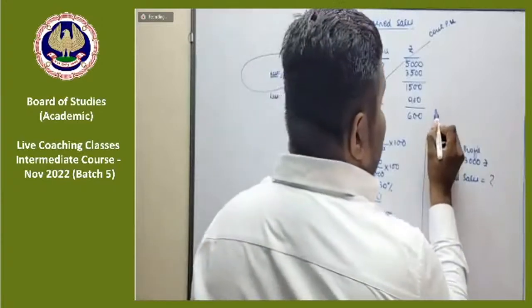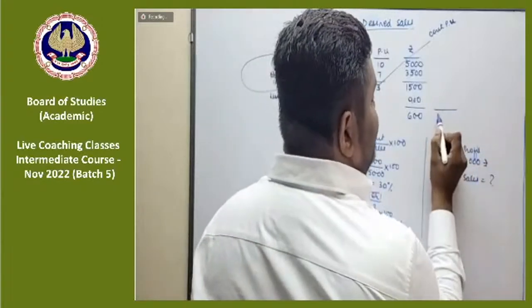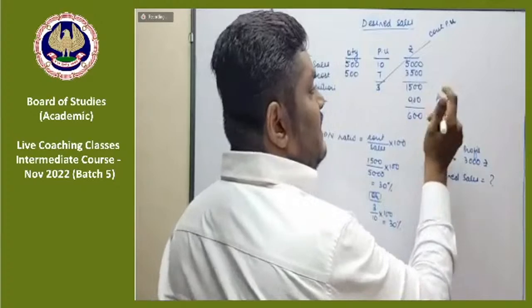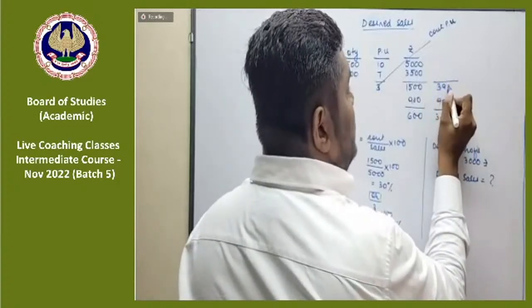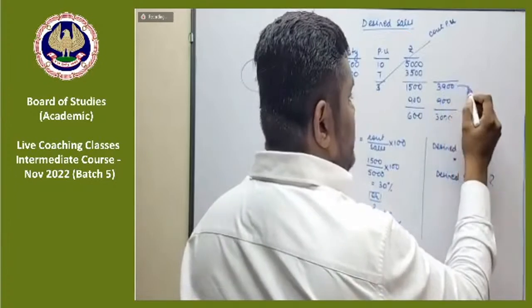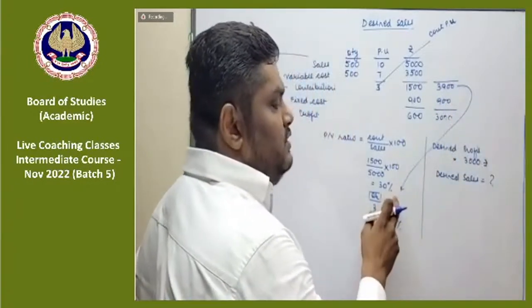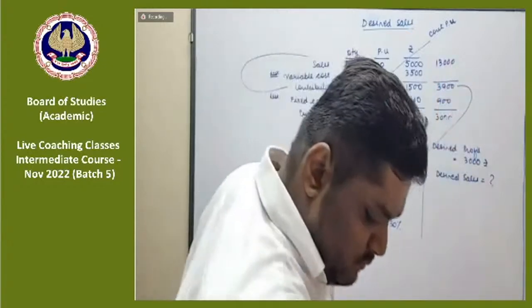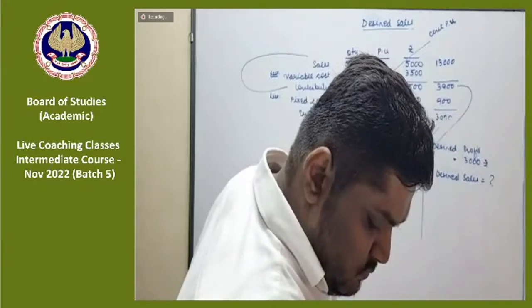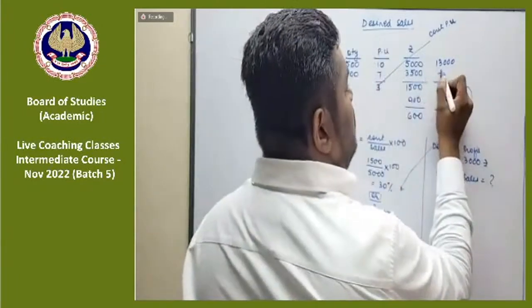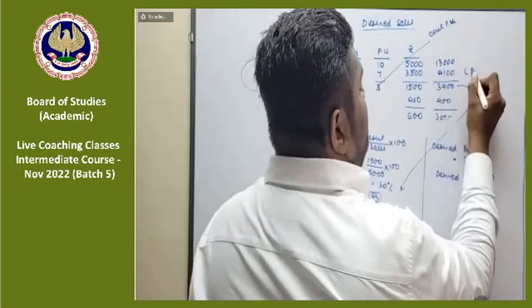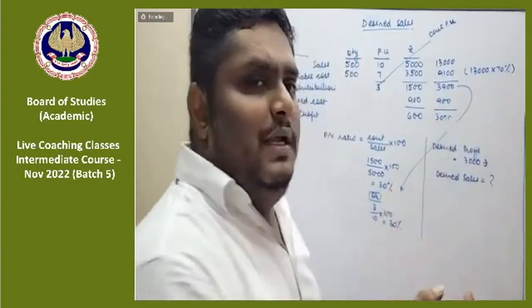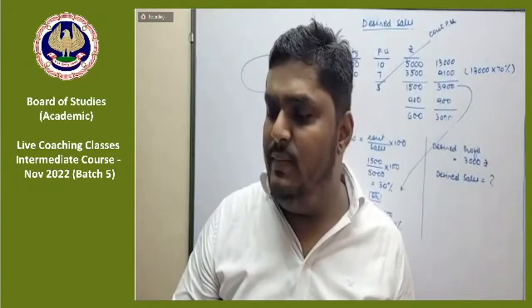So very simple, guys. The same concept. That is, how much is my desired profit? 3,000. How much is my fixed cost? 900. So how much will be my contribution required? 3,900. This 3,900 is equal to how much? 30%. So how much will be my sales? 13,000. So the balance will be the variable cost, or alternatively we can say 13,000 into 70% is my variable cost. Since contribution is 30%, my variable cost will be 70%.